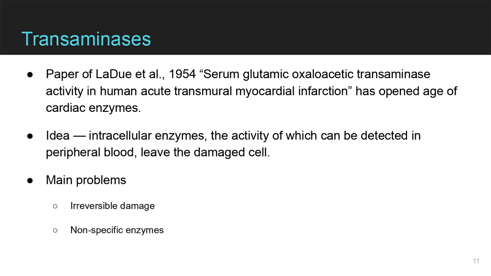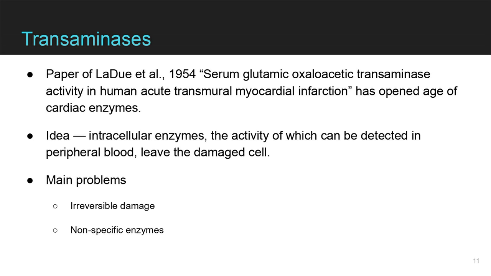So there are several markers of development of myocardial infarction. The first markers are transaminases. Approximately 70 years ago, scientists found that activity of transaminases in peripheral blood correlated with the size of myocardial infarction. In patients with a more damaged heart, they saw that activity of transaminases was very high. So the main idea they formulated 70 years ago: intracellular enzymes, activity of which we can detect in the peripheral blood, leave the damaged cells.